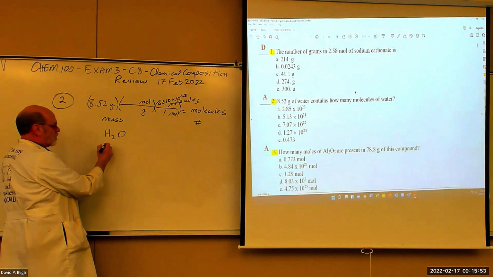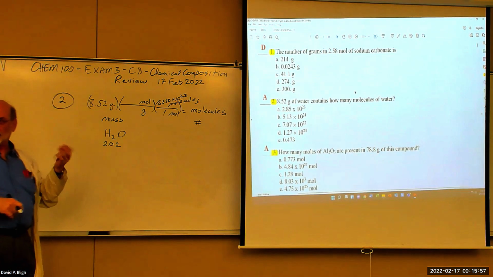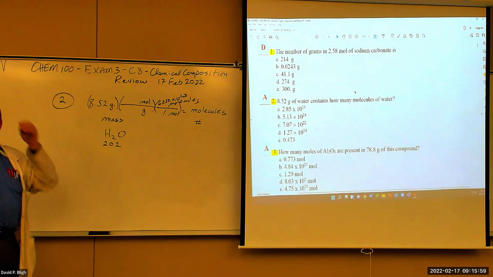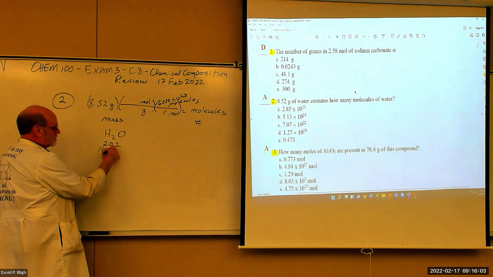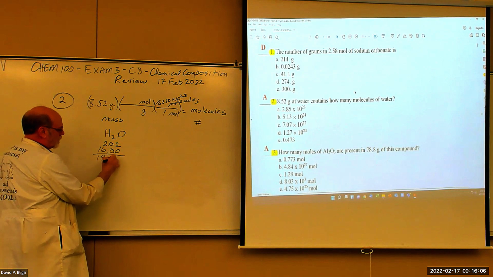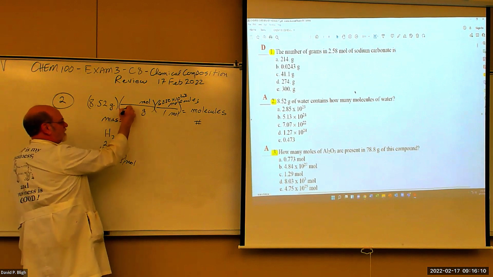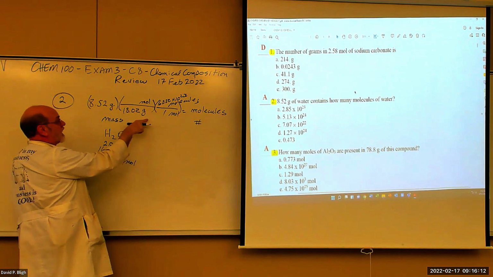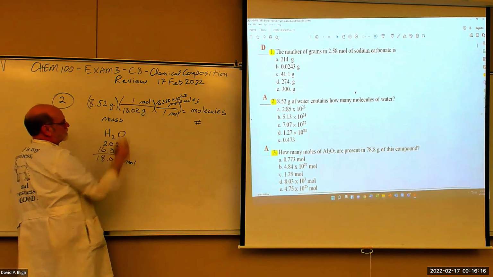So 2 hydrogens is what? Well, it's 2.02 because it's 2 times 1.01. You get that from the periodic table also. And then oxygen is 16. So it's 18.02 grams per mole. Notice it goes on the bottom because we have to cancel these grams and leave us with moles.